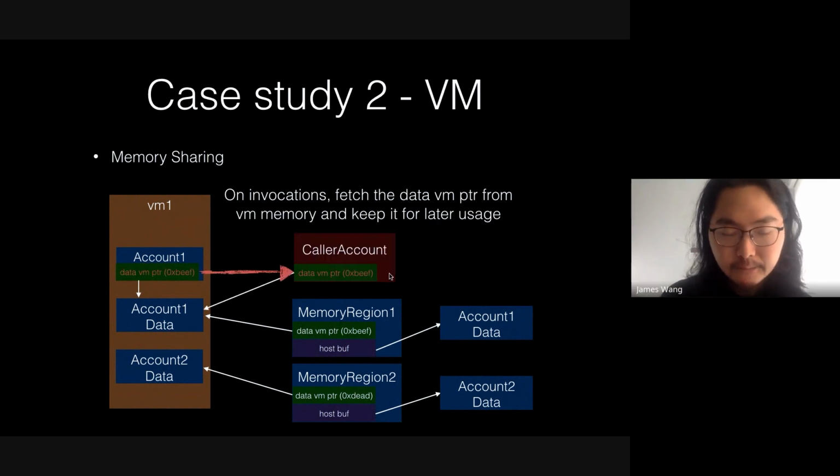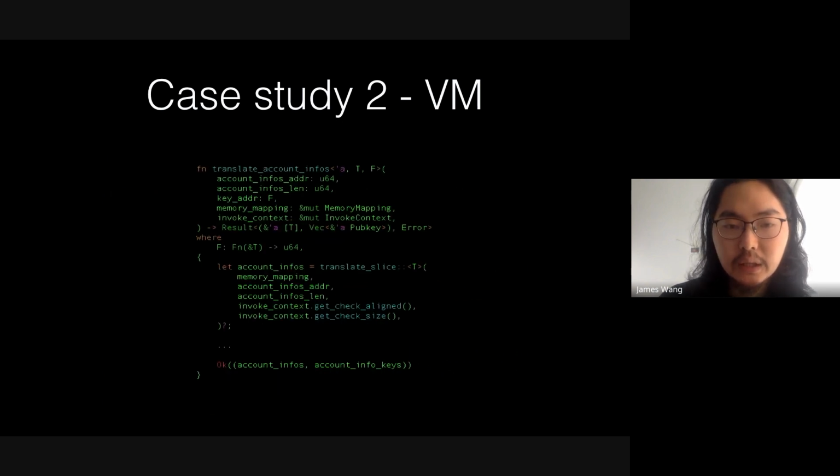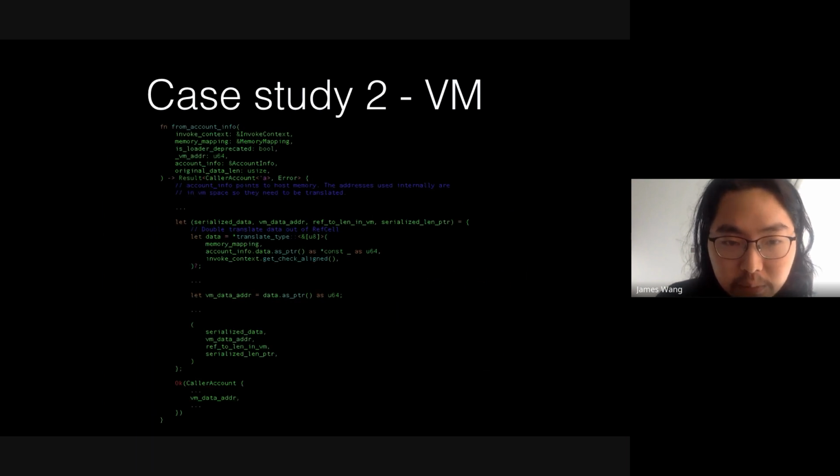So yeah, when we're trying to do an invocation, what Solana does is it takes the virtual memory pointer and stores it in a temporary structure on the host called the caller account. And we're going to use this structure when we return from the invocation.